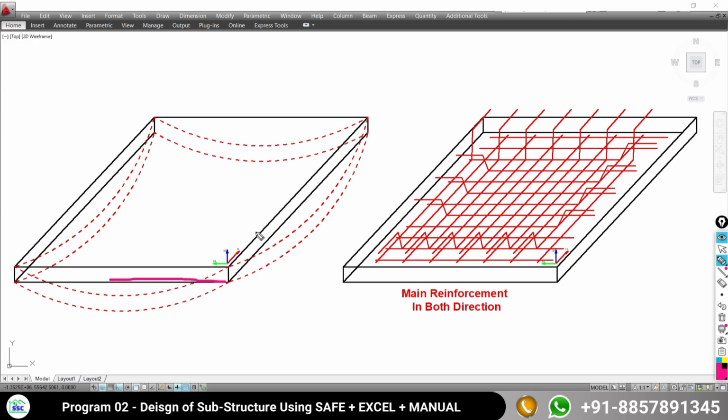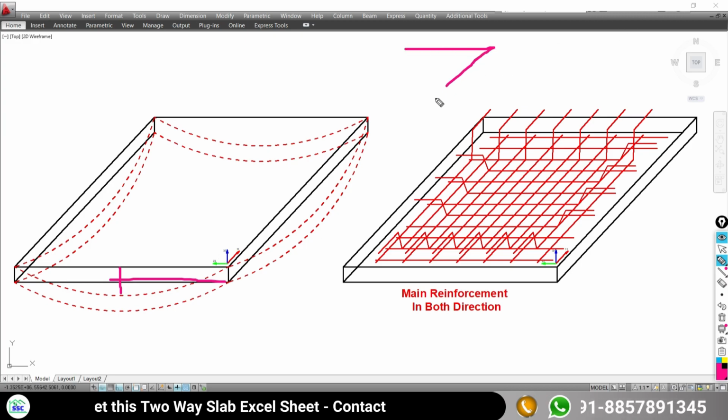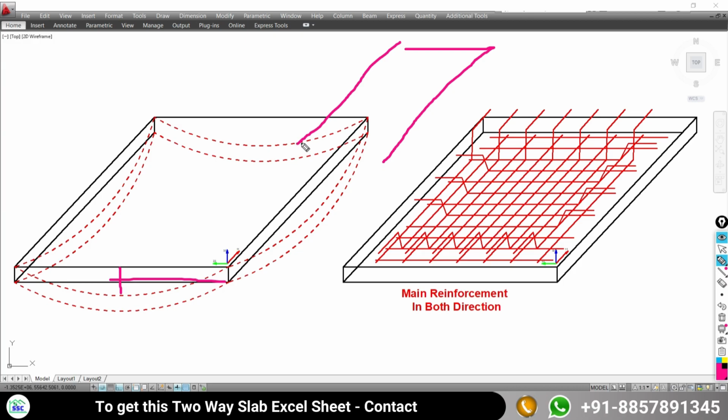So both of the spans are going to be subjected to deflection and effective moments. Whatever the moment is going to be developed, against that moment we have to provide the reinforcement. If you talk about the one-way slab, only the shorter dimension will be effective. Your slab is going to deflect along the shorter direction only.